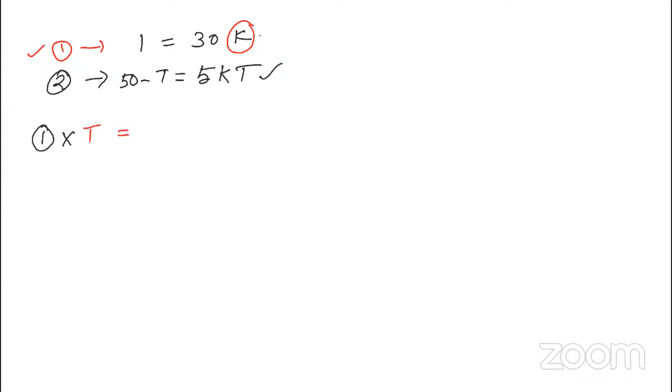First equation, yes, multiplied by the term T. What you will be getting in the equation is T is equal to 30 into KT. Okay, so in the second equation, note it. This one has KT and this one also has KT.